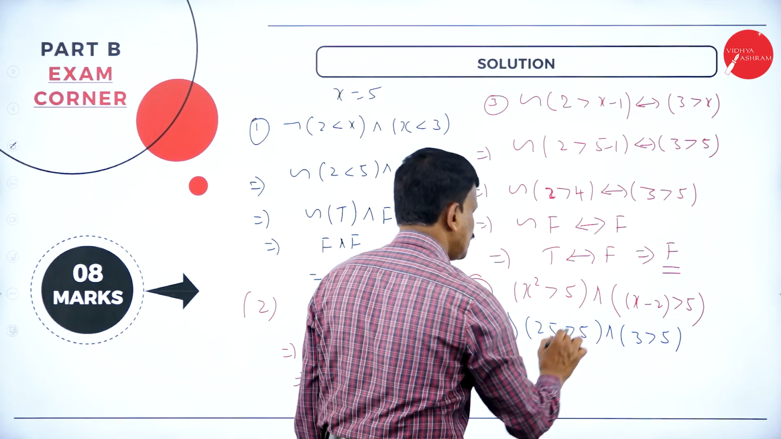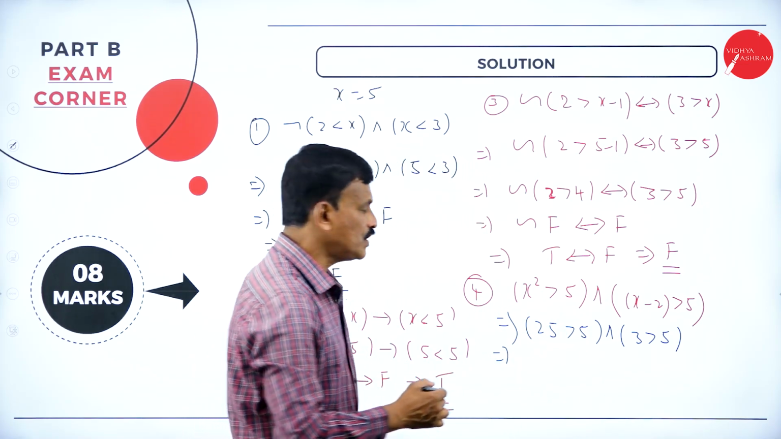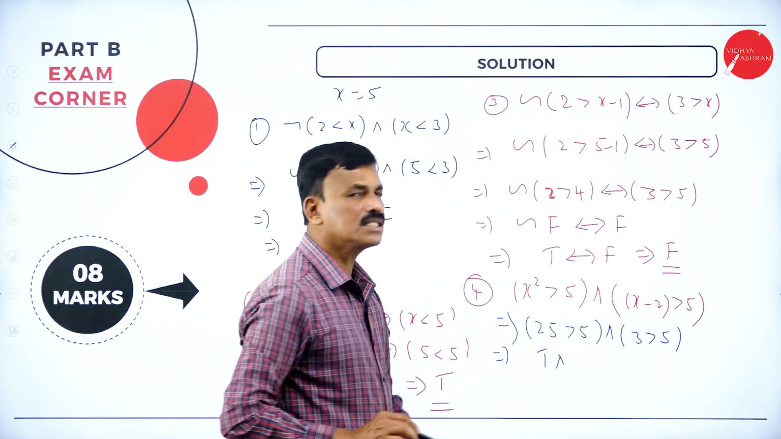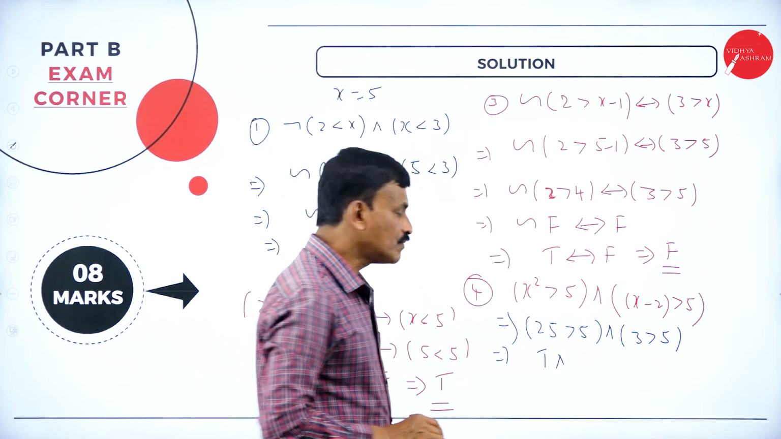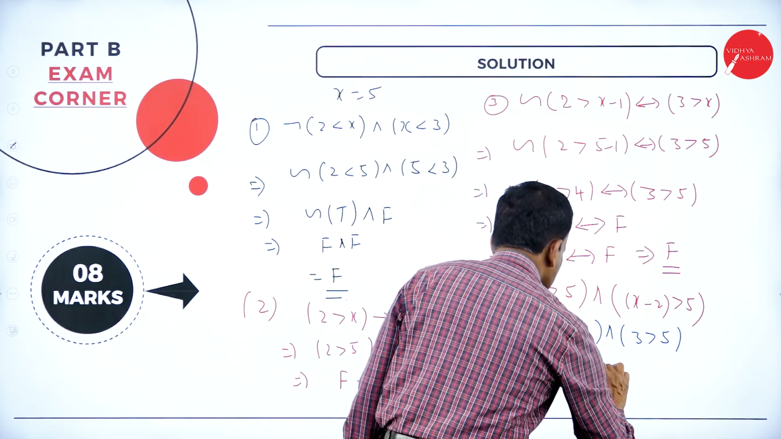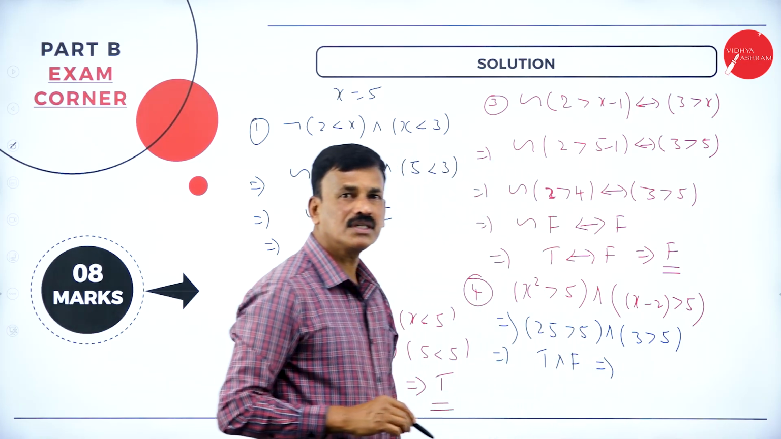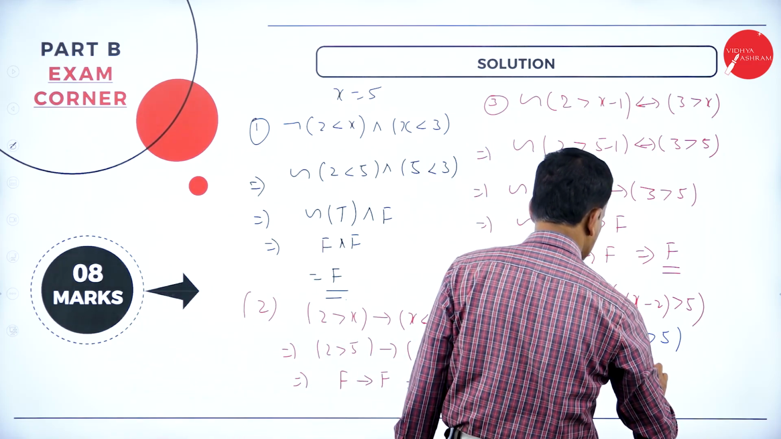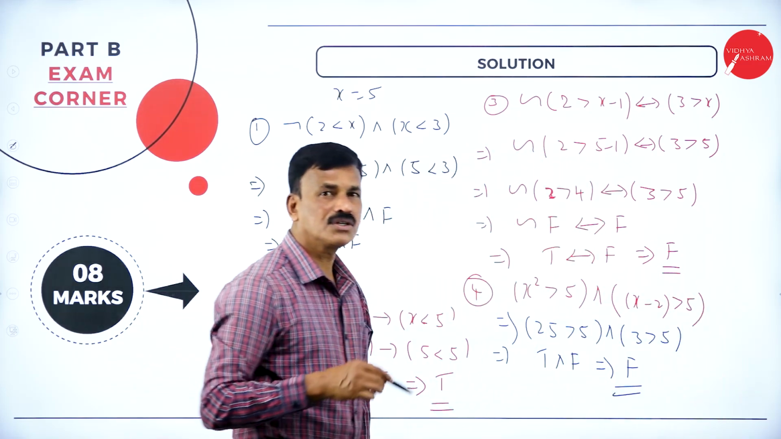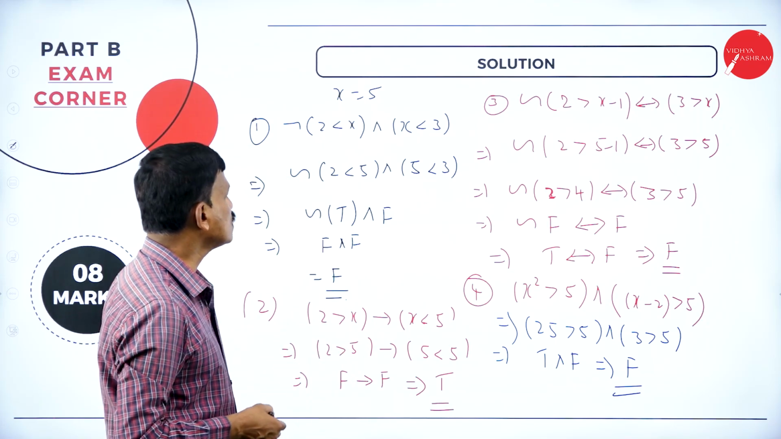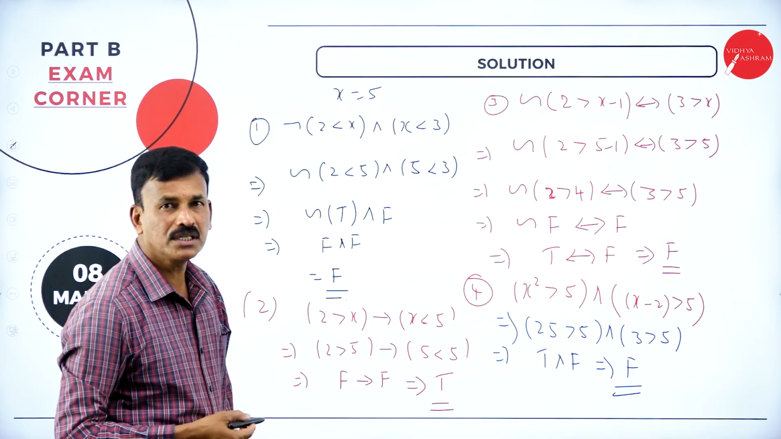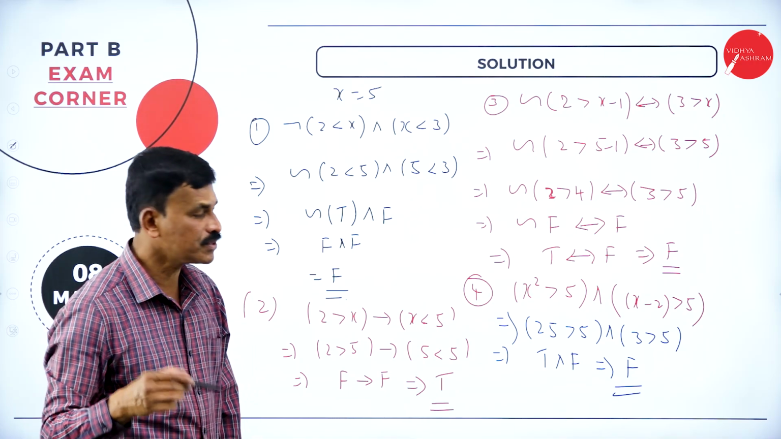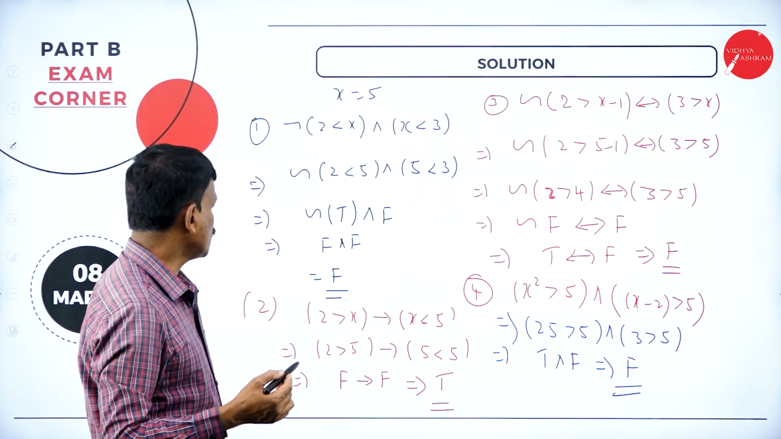So what do you say? Definitely 25 is greater than 5. It is true. Conjunction, 3 is greater than 5? 3 is less than 5. This is false, right? In case of conjunction, true and true is true, in all other cases it is false. True and false is equal to false. This is how we are going to write the truth values for the given statement depending upon the value of x. Hope you followed this very important type of problem. Now let's move on to the next problem.